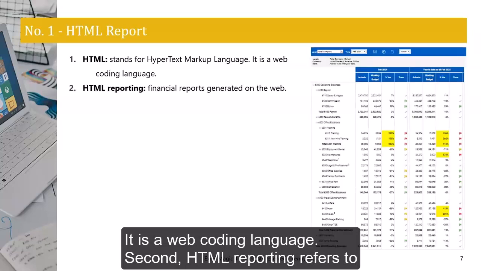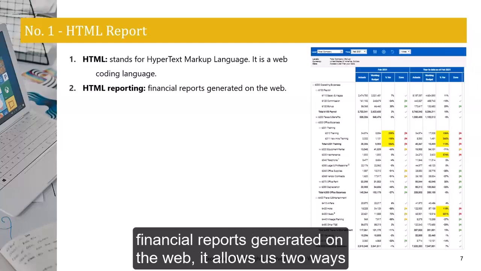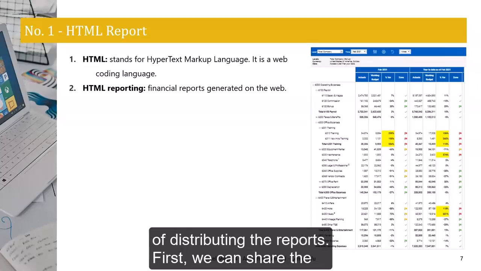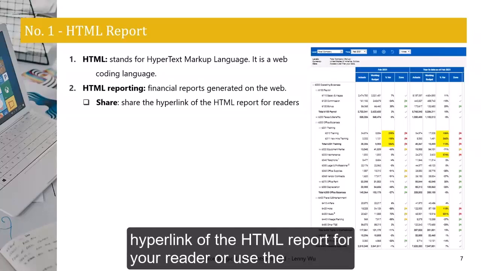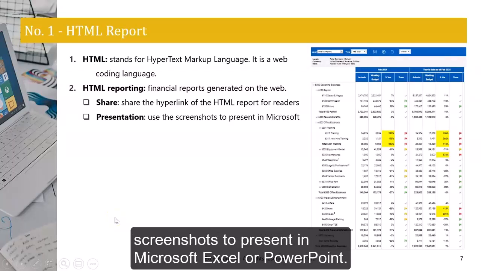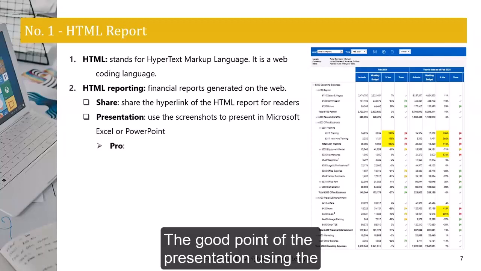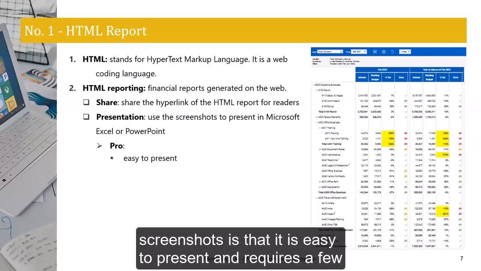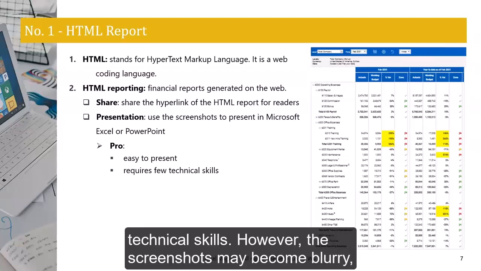Second, HTML reporting refers to financial reports generated on the web. It allows us two ways of distributing the reports. First, we can share the hyperlink of the HTML report with your reader, or use screenshots to present in Microsoft Excel or PowerPoint. The good point of presenting using screenshots is that it is easy to present and requires few technical skills.